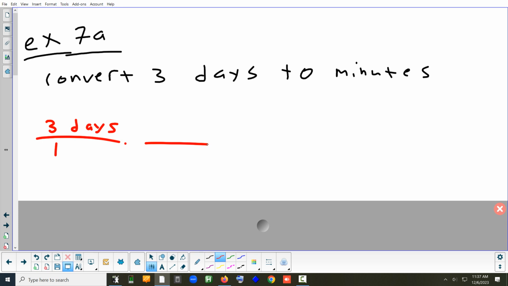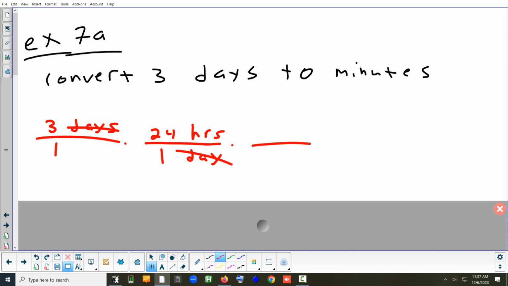I want days to cancel out. So where is days going to go in the second fraction? It's going to go in the bottom, and we're going to have hours in the top. Now I need the conversion. What's the connection between hours and a day? Yeah, 24 hours in 1 day. Now, if you did that calculation out, you'd be left with hours.